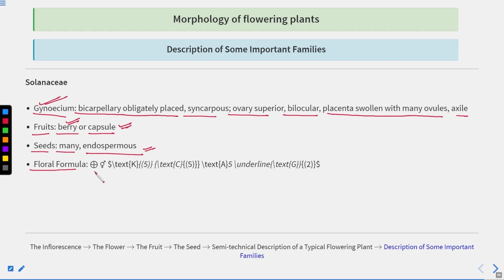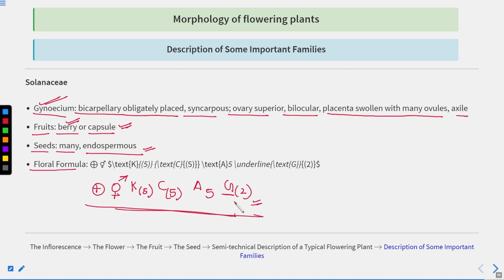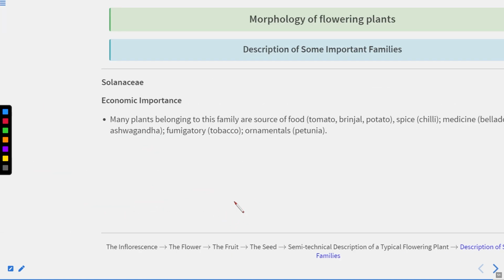See the floral formula: actinomorphic, bisexual flower. K5, C5, A5, G underline, that is superior, and 2. So this is the floral formula of the Solanaceae family.